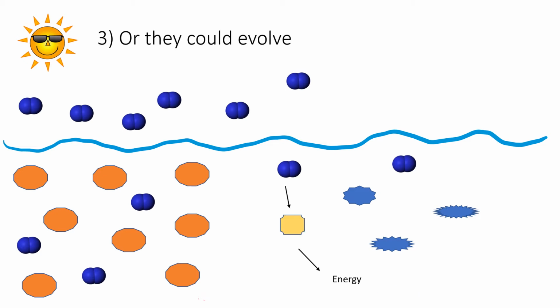The third option is they could evolve, and that's what some of them did. Some of them started to take that oxygen and convert it into the energy that they needed.